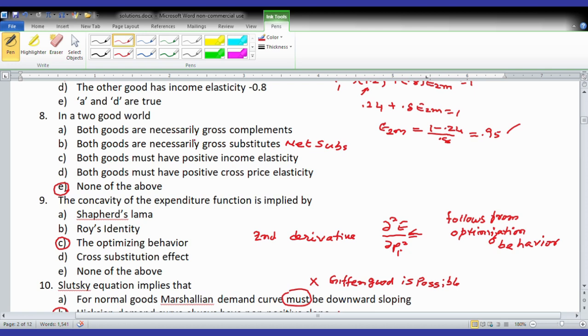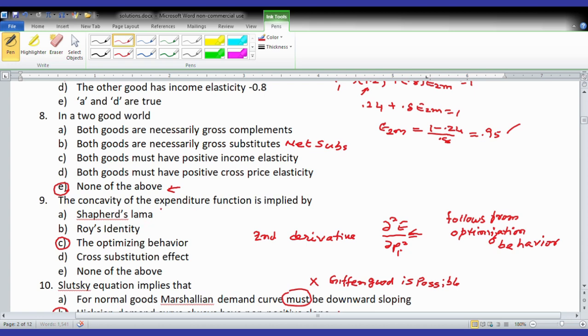In fact, in a two commodity world, we only know that both goods are net substitutes, and so this means that E is the correct answer because that is the option that is not available here. So E is the correct answer. In a two commodity world, we know with surety that two goods are net substitutes.